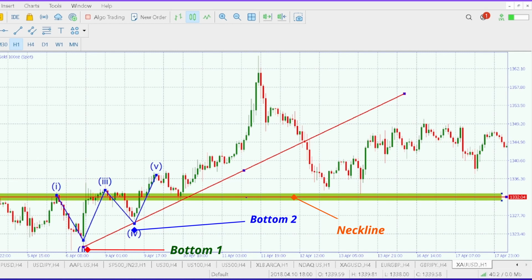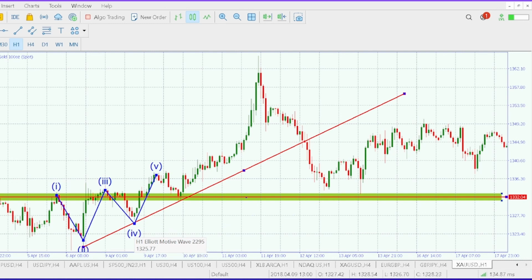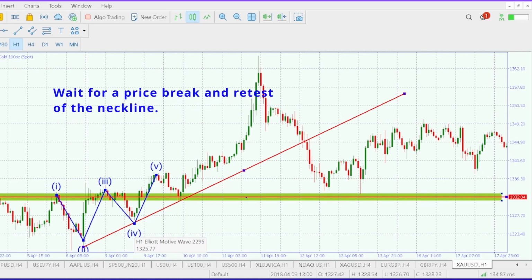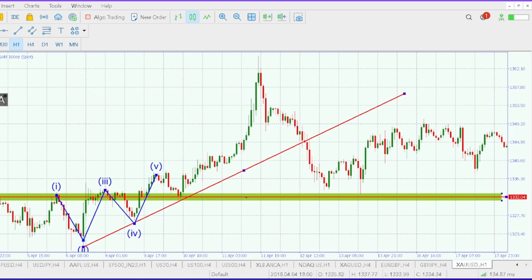Now this is the neckline. This here is the neckline. This is bottom one and this is bottom two. Now, the best buy entry for a double bottom pattern is after the price breaks the neckline and retests the neckline. Let me grab a pen here.